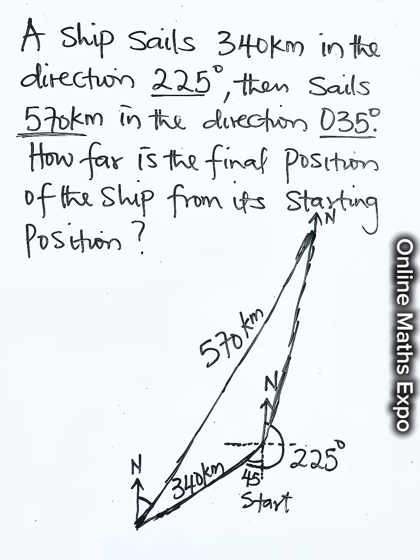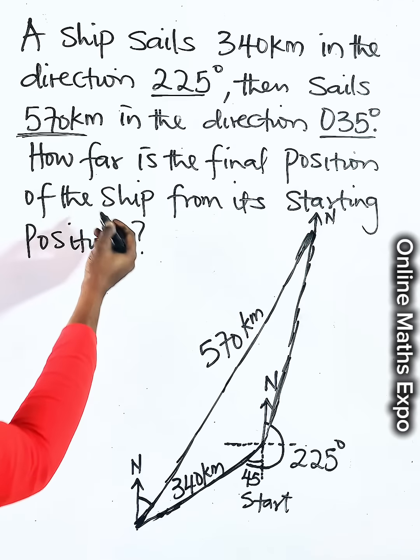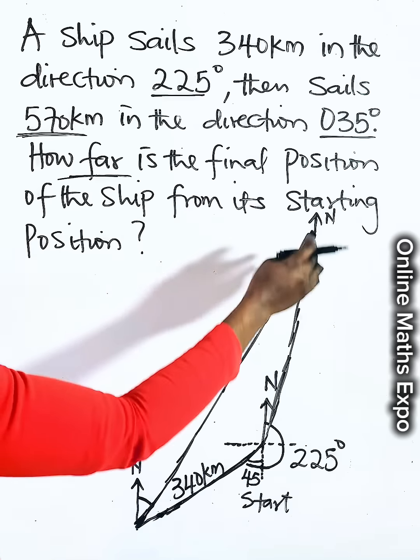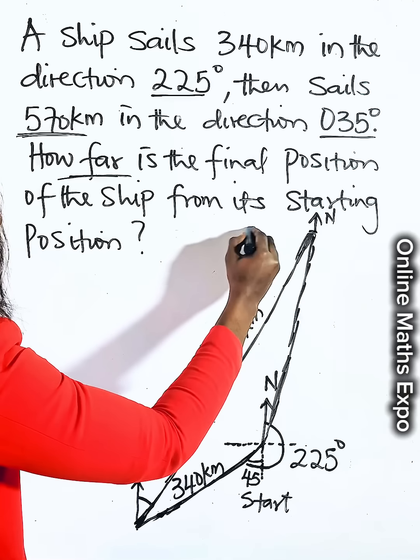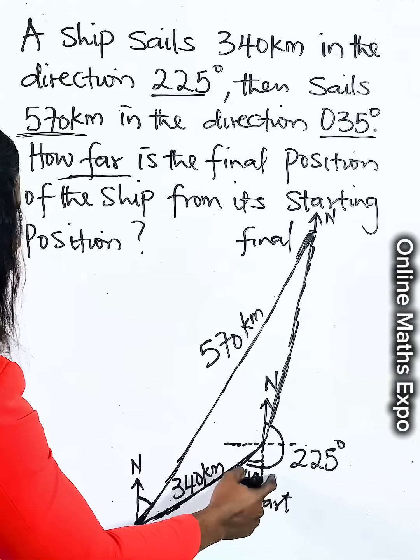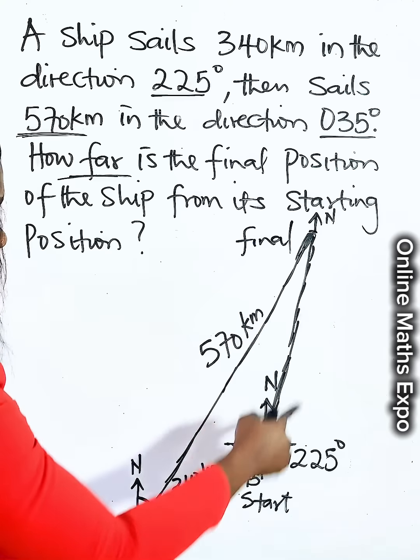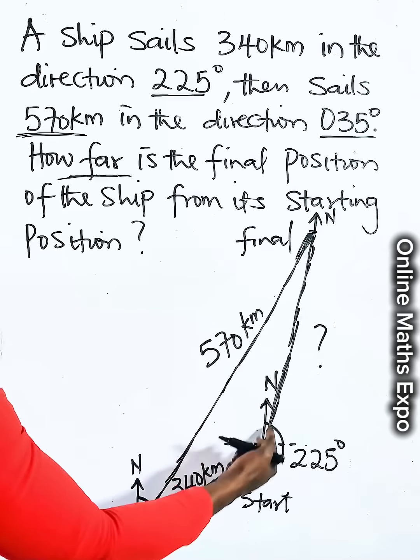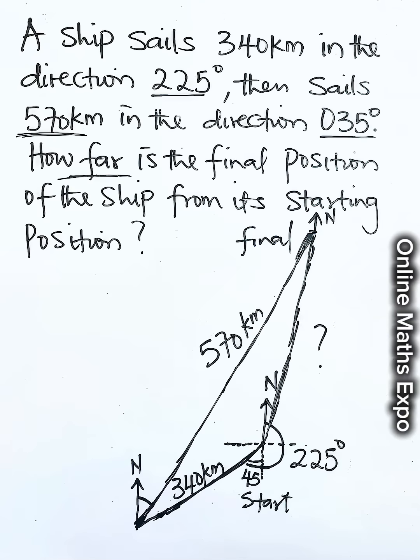Now, what do you do again? You want to calculate the distance. How far means distance from the final position. This is the final position. And this is the start position. So the final and start, how far is this place? So you are asked to calculate this distance. And how do you calculate it?